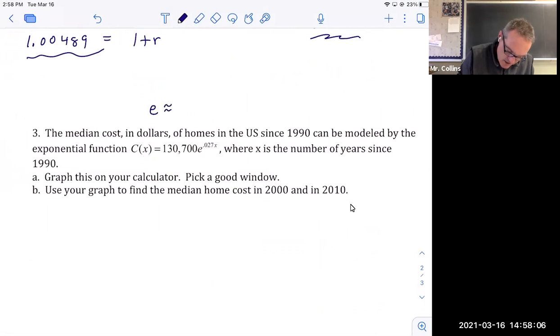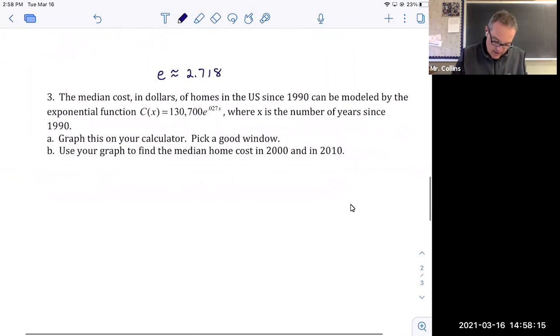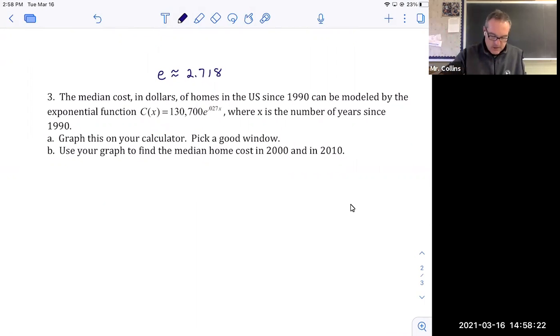It's just a constant. It's like pi. It's about 2.718. Shows up a lot. And here they said the median cost of a house since 1990 is modeled by that, where X is the number of years since 1990. Again, we're using that convention, so our powers aren't ridiculously high. So you can see in 1990, the median cost of a house was about 130,700, right? It just goes up from there.